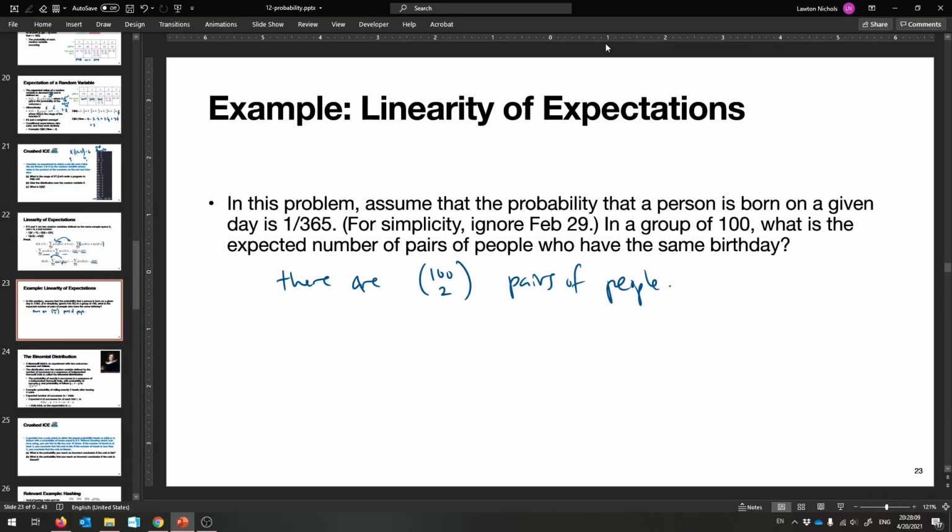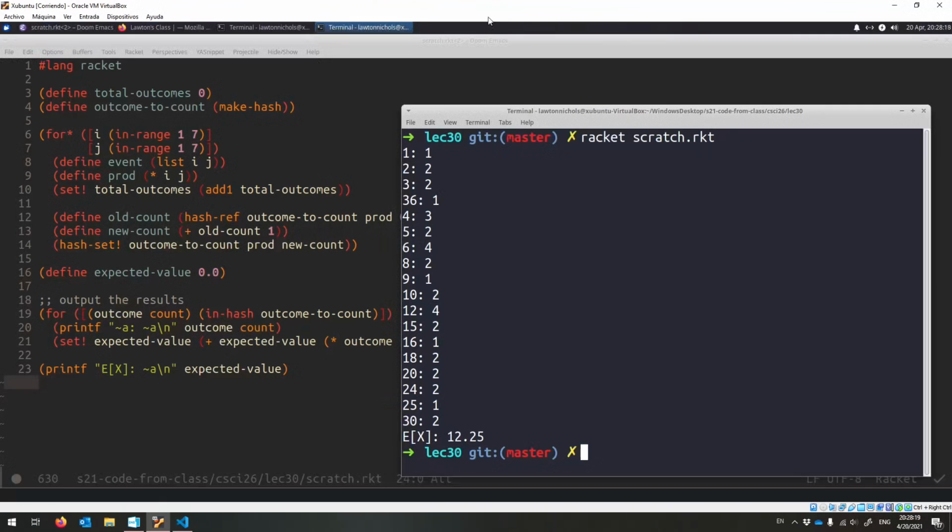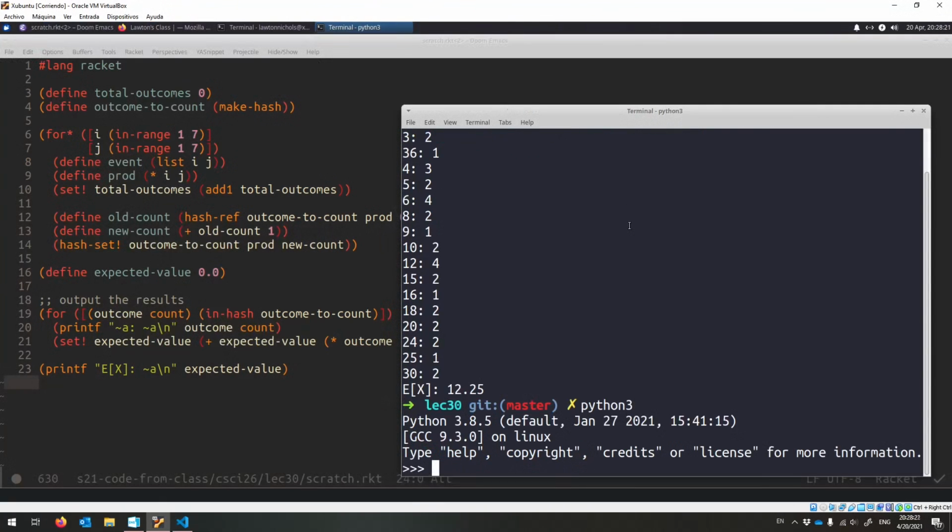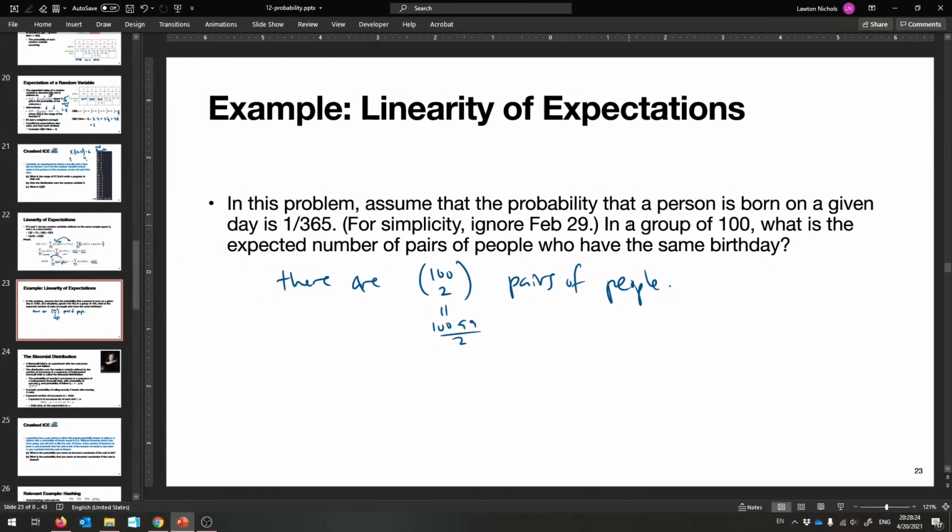And so let's make a random variable. Let's make that many. 100 choose 2. That's 100 times 99 over 2. So whatever 50 times 99 is. Let's do that quickly. 4950. There are 4950 pairs of people. So let's make P1, P2, all the way to P4950. That many random variables.